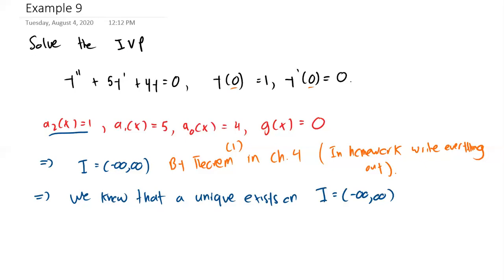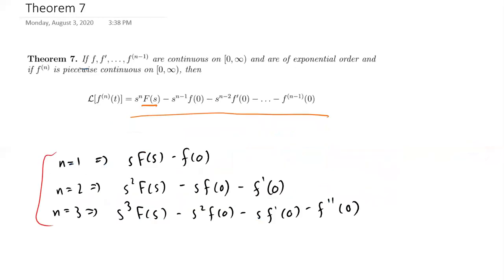Since we know that a function y exists, and we know it's two times differentiable, by definition of the derivative, that implies that y prime and in turn y are continuous. So that takes care of the first condition, that we need up to the nth minus 1 derivative to be continuous. So in this case, f and f prime are continuous.